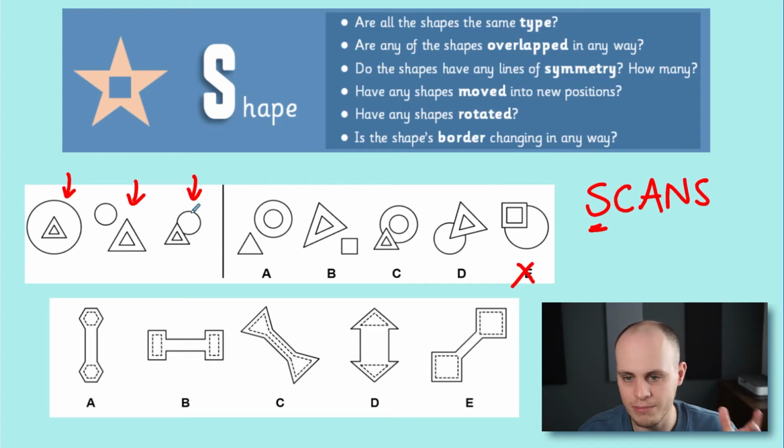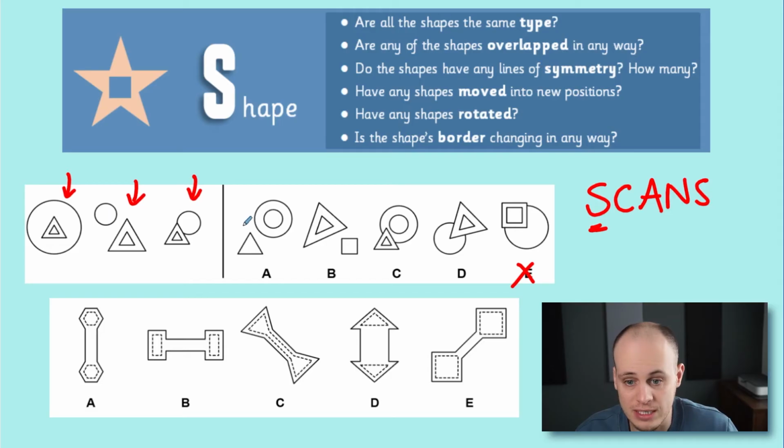So the shapes are in different positions. All that seems to matter when we go through these questions is this first one: are the shapes the same type? Yeah. We've got two triangles and a circle, two triangles and a circle. That seems to be the only thing that matters. The size of the shape doesn't seem to matter at all, which we'll get into in a minute.